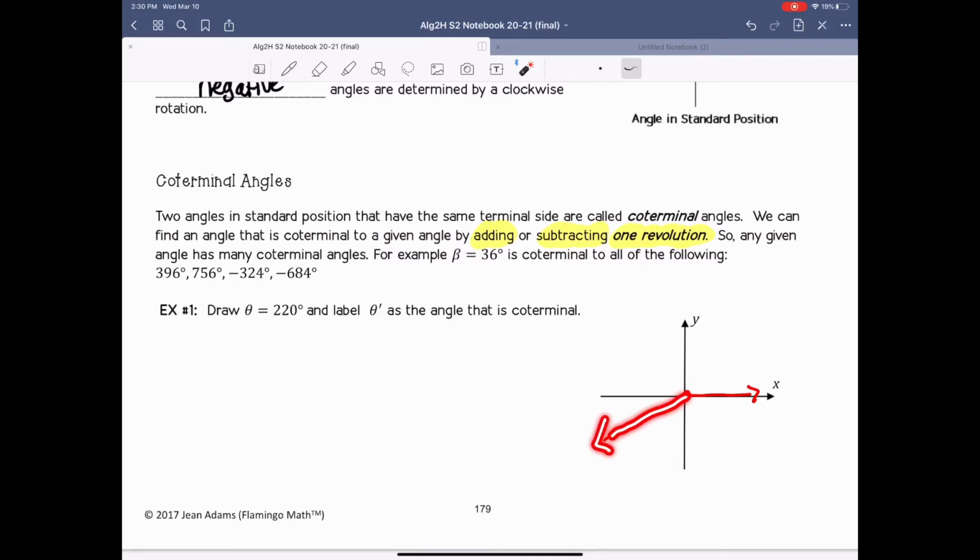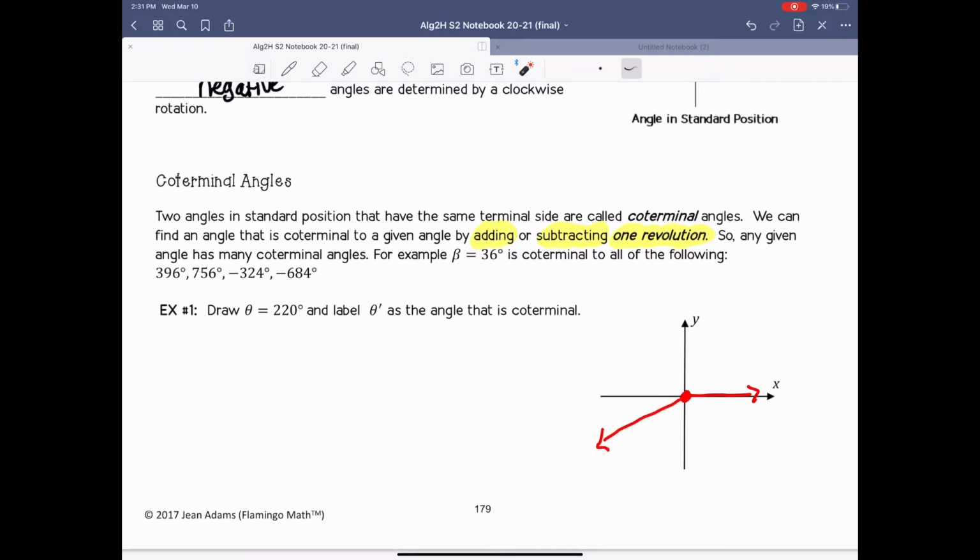let's say that I make a full counterclockwise rotation around the coordinate plane, and I end up right back here at my terminal side. What I have just done is I have created a coterminal angle. And think about it, since I moved counterclockwise in a full circle, I have essentially added 360 degrees because we know that counterclockwise rotations are positive angle measures. So the original angle measure plus 360 degrees creates a coterminal angle. The terminal side is still the same.